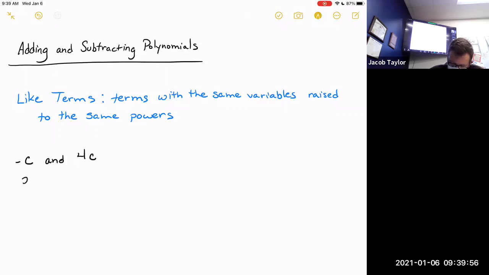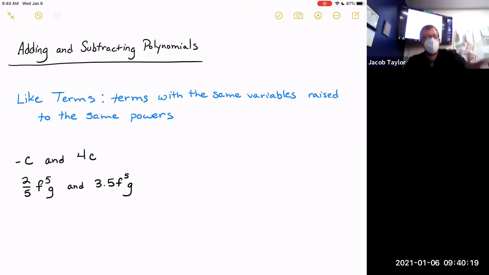So another example of like terms might be 2/5 f to the 5th g and 3.5 f to the 5th g. One is a fraction and one is a decimal. That's crazy. How could they possibly be like terms? They have the same variables, f and g, and those variables are raised to the same powers. F is raised to the 5th power, g is raised to the 1st power.